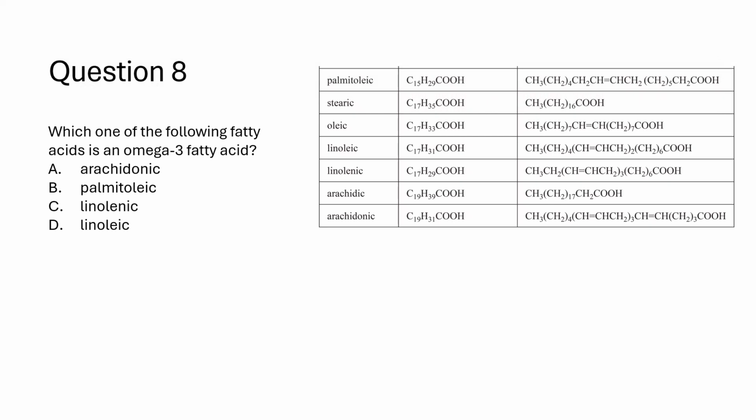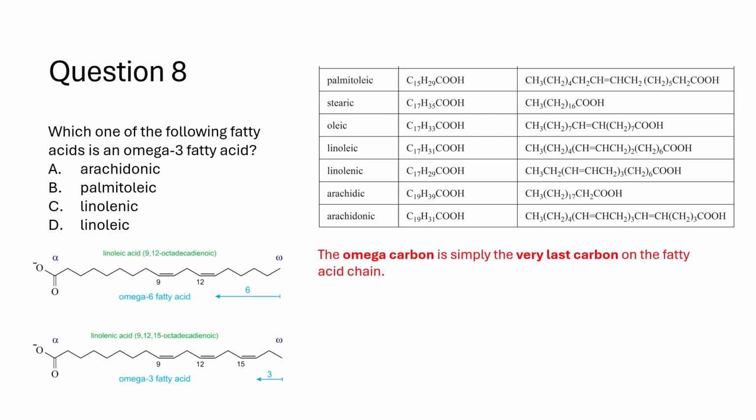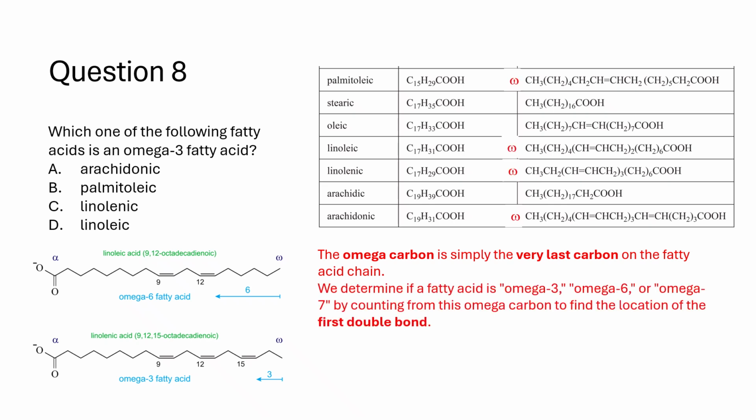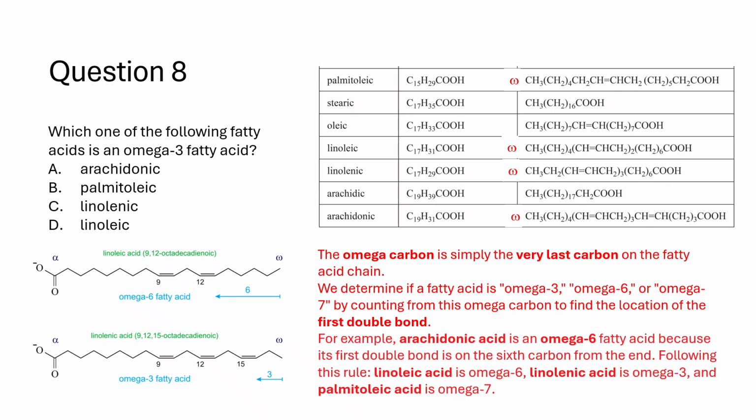The omega carbon is simply the very last carbon on the fatty acid chain. We determine if a fatty acid is omega-3, omega-6, or omega-7 by counting from this omega carbon to find the location of the first double bond. For example, arachidonic acid is an omega-6 fatty acid because its first double bond is on the 6th carbon from the end. Following this rule, linoleic acid is omega-6, linolenic acid is omega-3, and palmitoleic acid is omega-7.